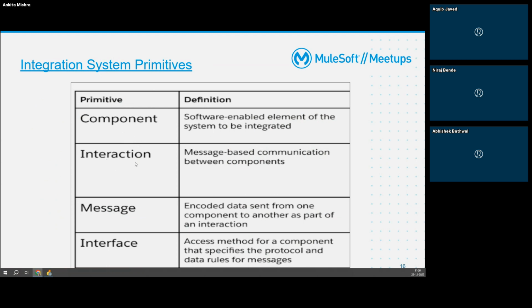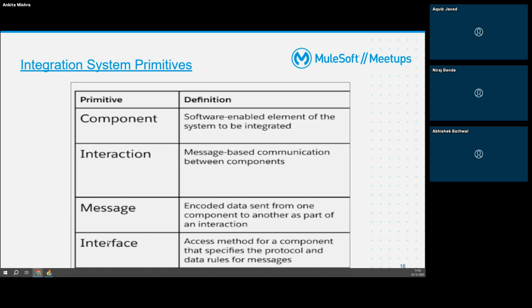Then there is interaction. What is the meaning of interaction? The way these components are communicating between each other. This is called interaction. So the communication is termed as interaction. Next is message. What is a message? The data that is sent from one component to another component through interaction. So when these systems are interacting with each other, how the data is being moved, transported or communicated from one system to another, or rather from one component to another component, this is called a message.